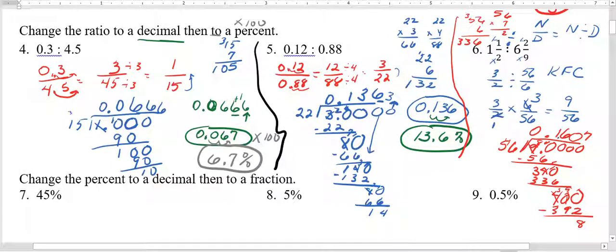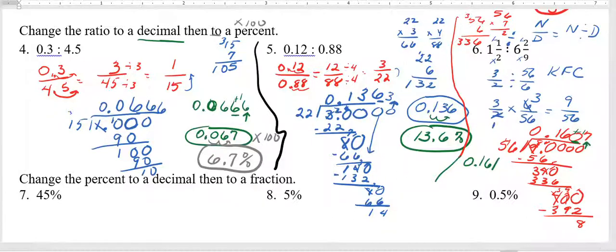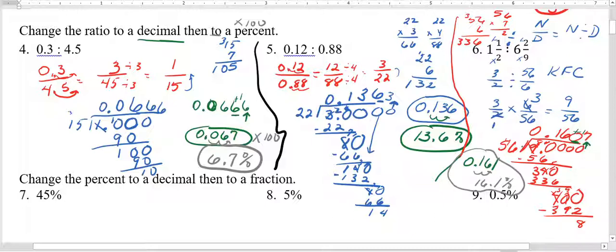Alright, so I'm going to round to the thousandths. So I'm going to look to the 7, that's greater than 5, so I add 1 here. So my decimal is 0.161. To change it to a percent, remember I'm just moving this decimal 2 places to the right, so I get 16.1%. So there's my 2 answers, my decimal and my percent.